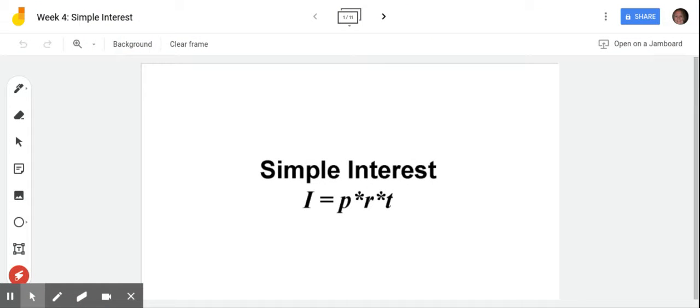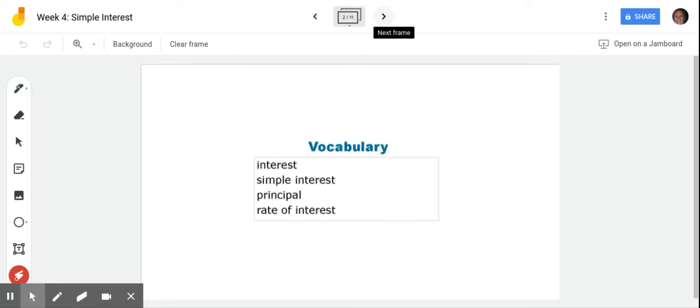Hi, everybody. We are going to start week 4 off learning about simple interest. And just like the title suggests, it is very simple. There are 4 parts to this: interest, simple interest, principal, and rate of interest. We're going to go through and discuss each part of the formula.